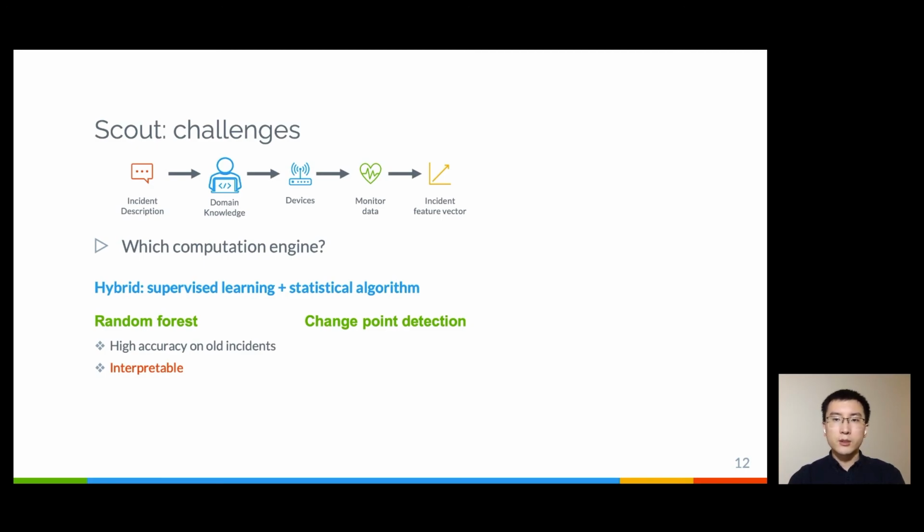So we use the change point detection algorithm to overcome this drawback. In a nutshell, the change point detection algorithm is able to detect the change points in a time series of monitoring data, and we believe these change points might be the cause of an incident.